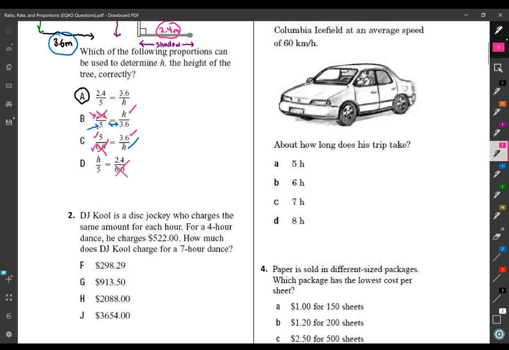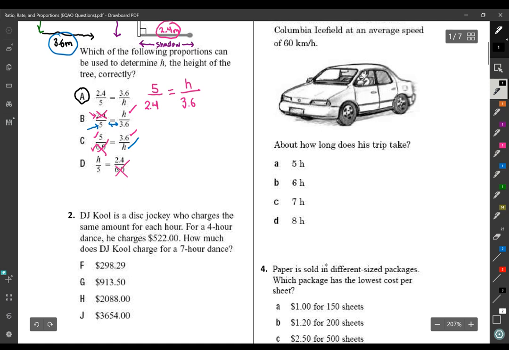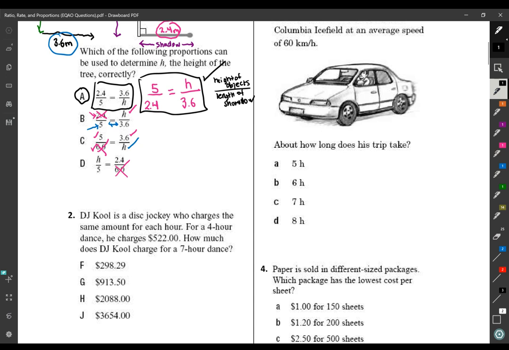Now, another way we could have done this is we could have done 5/2.4 is equal to H/3.6. So again, in this ratio, we have the height of the objects on the top of each ratio over the length of the shadow of each object. So this proportion, in addition to this one, would also help you solve for H correctly.